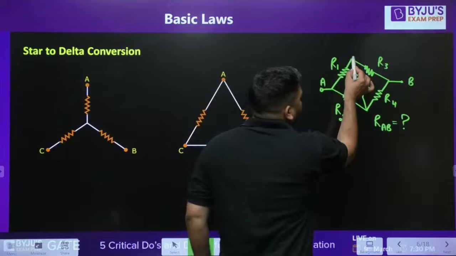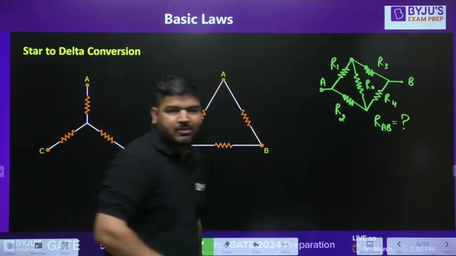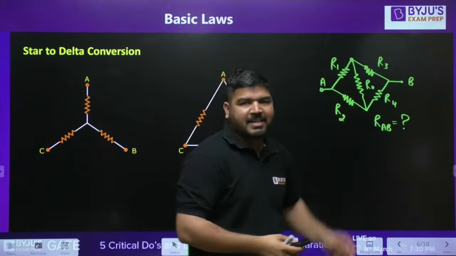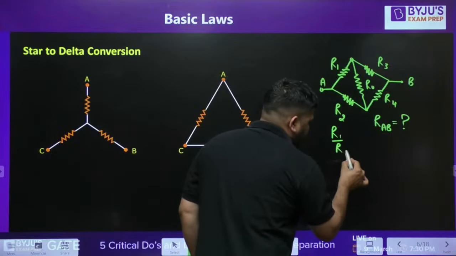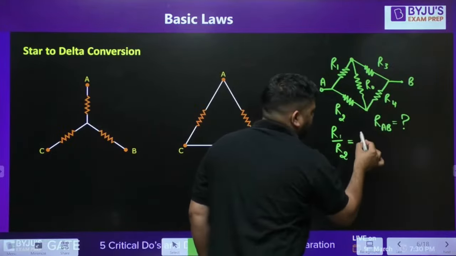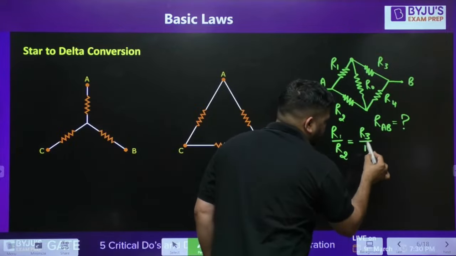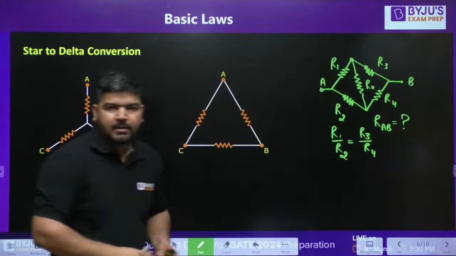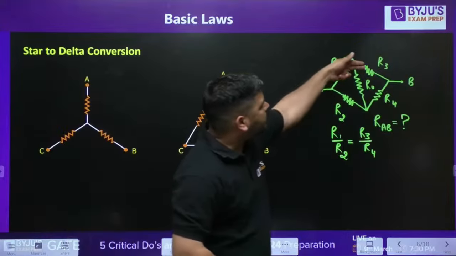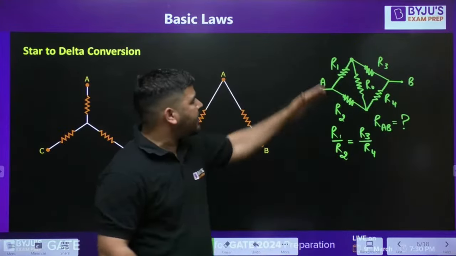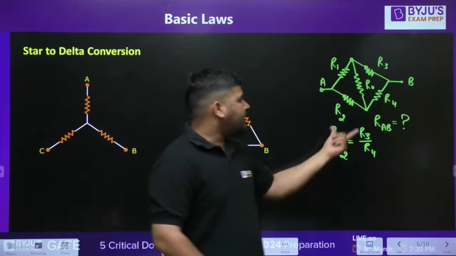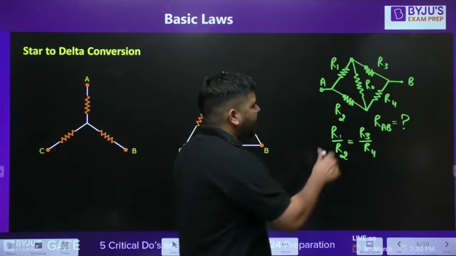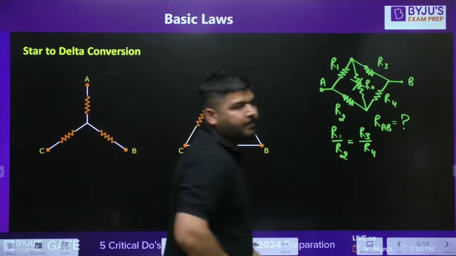If R1 upon R2, the connected resistance ratio, is equal to R3 upon R4, if this condition satisfies, R1 upon R2 is equal to R3 upon R4, or you can say R1 upon R3 is equal to R2 upon R4, then you can remove this R0. We call it balanced bridge.